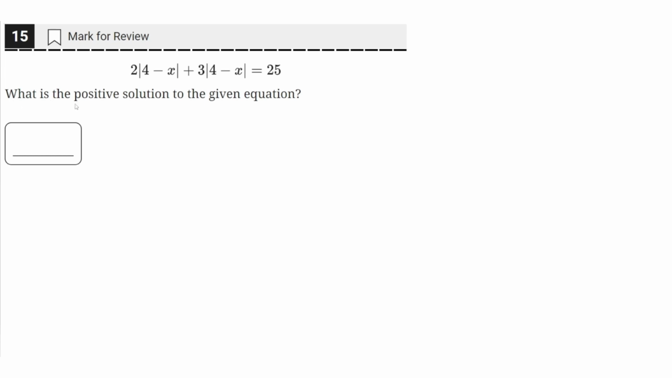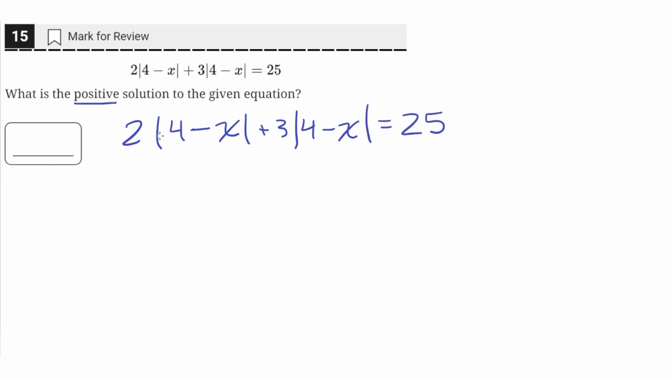What is the positive solution to the given equation? So we have this equation here with absolute values, and we need to find a solution that is positive. So this is the equation, 2 times the absolute value of 4 minus x plus 3 times the absolute value of 4 minus x, which equals 25. So we can see that this quantity right here, the 4 minus x, is common to both these terms. So we can just factor these out.